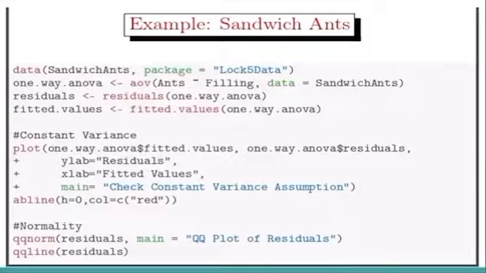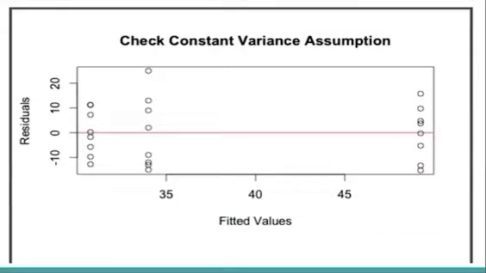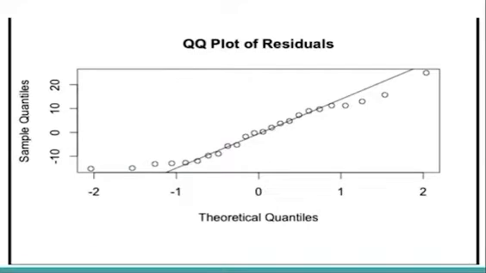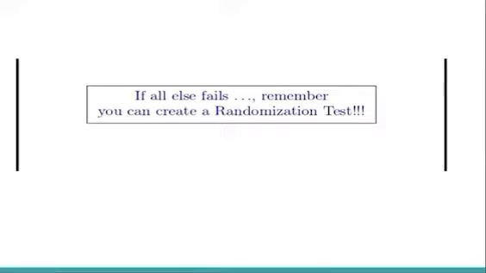residual plots, the QQ plots, and take a look at this one now. This is if I want to check for constant variance, and this is a normal QQ plot for normality. Of course, I expect most of the points to be on the diagonal straight line, and I expect that diagonal line to start from the origin, for us not to have a violation of normality. And don't forget, if all else fails, you can also create a randomization test, just like what you did last time.